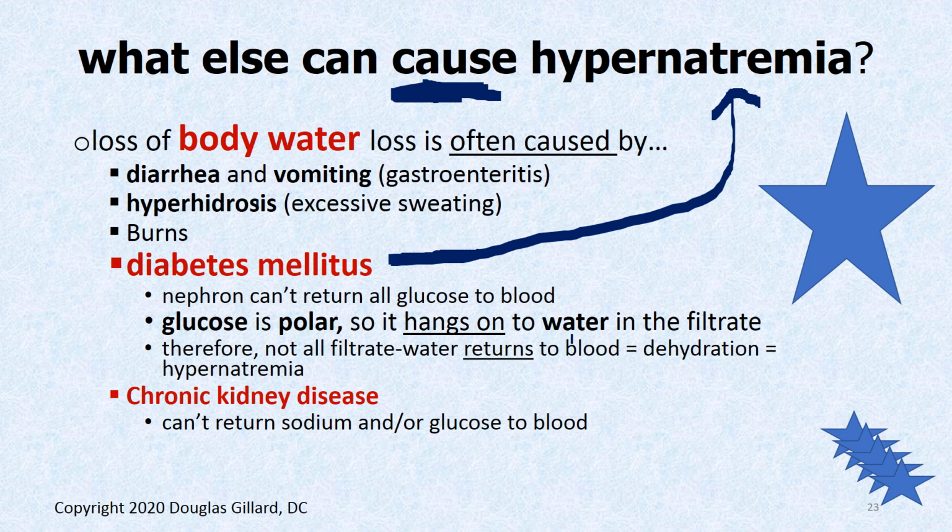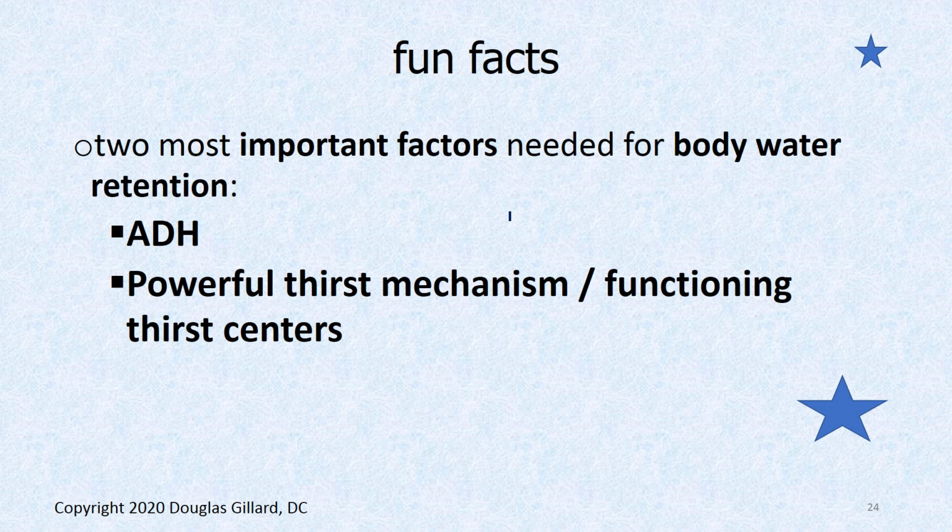And that's the deal. It doesn't let water be reabsorbed by the proximal convoluted tubules, where most of the water is reabsorbed. So if water is paired up with glucose in the very proximal part of the proximal convoluted tubule, it'll stick to that glucose and it won't be reabsorbed. And therefore you'll lose a lot of water like that, and that will also contribute to the hypernatremia. And kidney disease, if you can't return sodium or glucose to the blood, the same thing. You start getting glucose into the filtrate, that's not good because it'll hang on to water. Fun facts, the 2 most important factors needed for body water retention: ADH and a great thirst working mechanism. Those are 2 important things.